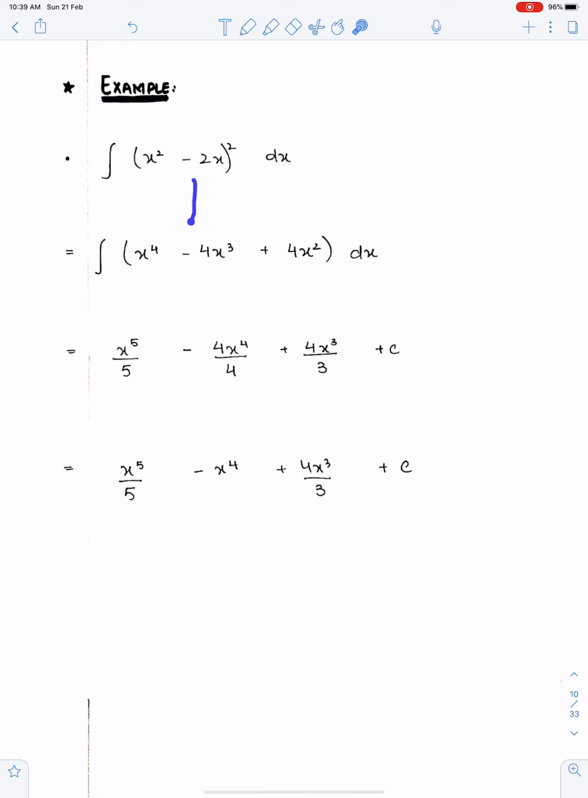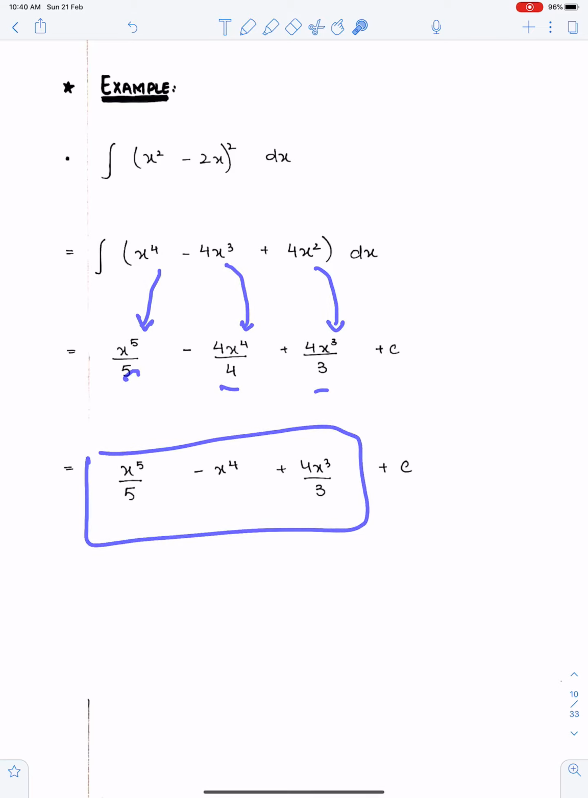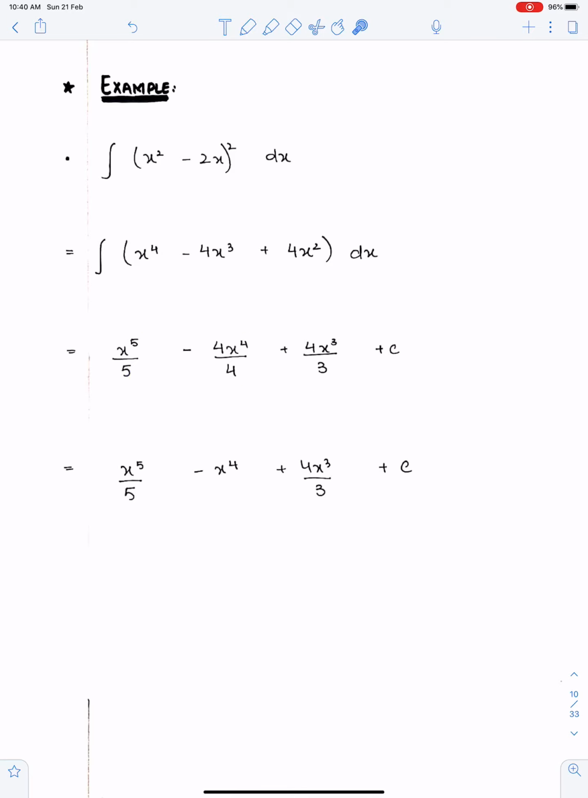So first you need to expand this and then integrate this. X power 4 will become x power 5 over 5. This will become 4x power 4 over 4 and this will become 4x cube over 3, and this is the simplified form. And write constant of integration whenever you integrate the indefinite integrals.